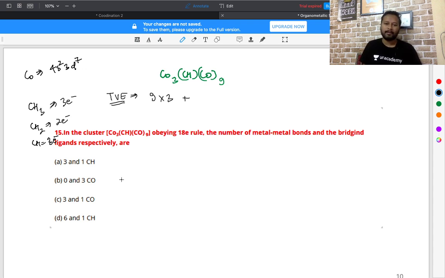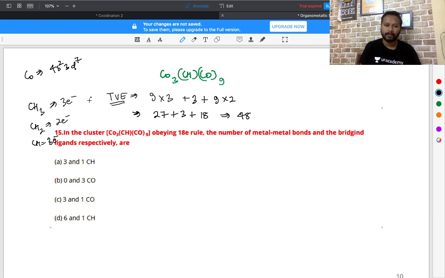Hi. Okay, so CH will give you 3 electrons. So let's write down 3 over here. Then CO, this is carbonyl ligands. Each carbonyl ligand will give you 2 electrons. So 9 into 2. Overall, what is the total valence electron that you will get? So 27 plus 3 plus 18. So you will get overall 48 electrons. Sorry, 48 is the total valence electron.